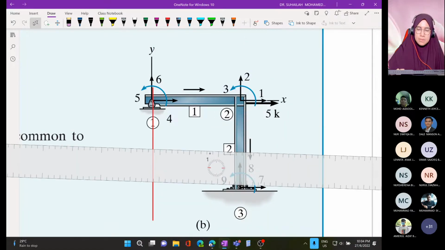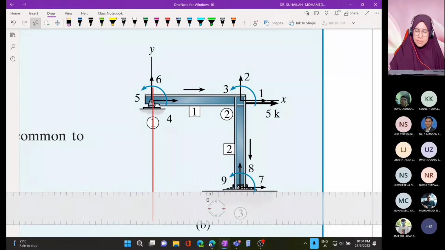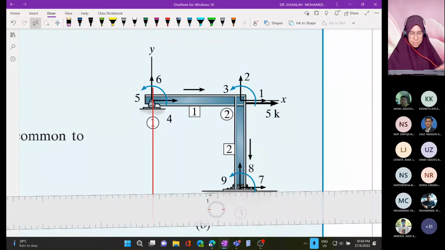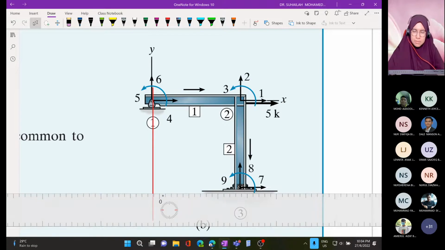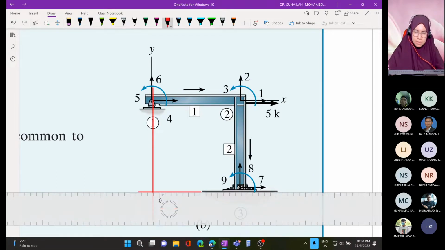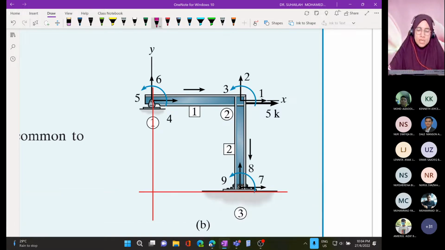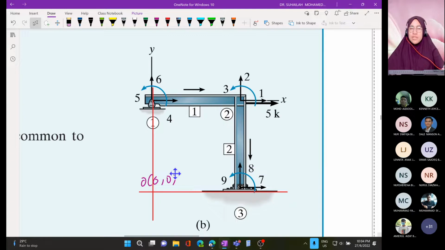Okay, we find the origin at the origin. So this will be the origin, node 1 at 0. We will get the rest of the coordinates by referring to the origin. Okay, that's about the origin.